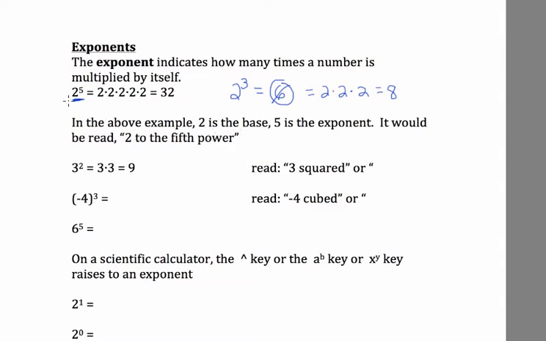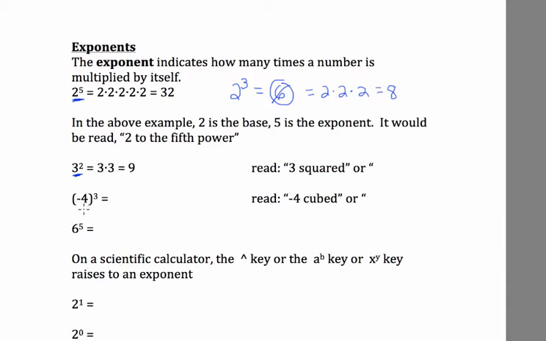So in the above example, 2 is the base, 5 is the exponent. 2 to the 5th power. 2 is the base, 3 is the exponent, 2 to the 3rd power. When you have something to the 2nd power, for example, 3 to the 2nd power, it is sometimes read 3 squared. It means 3 times itself, 3 times 3, or 9.